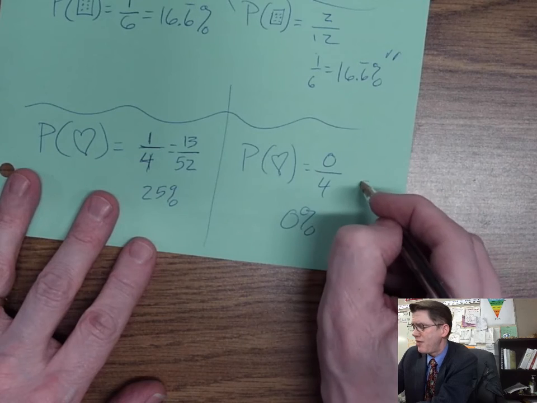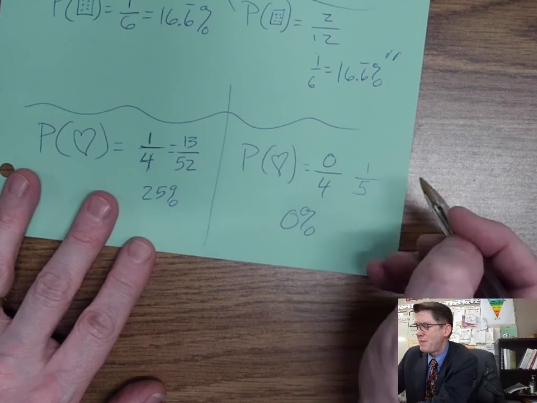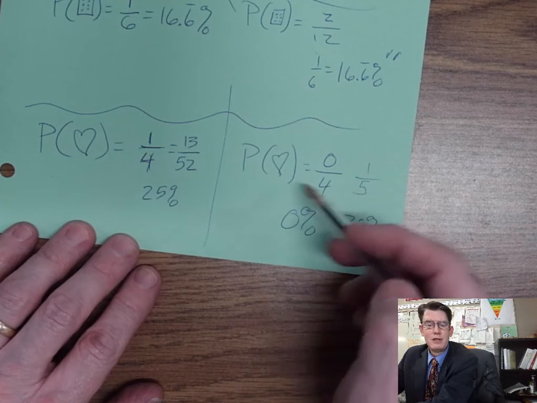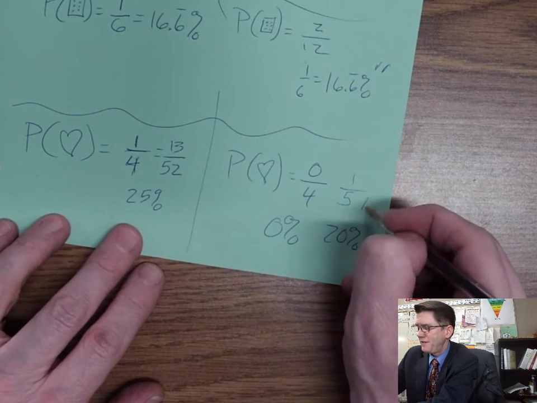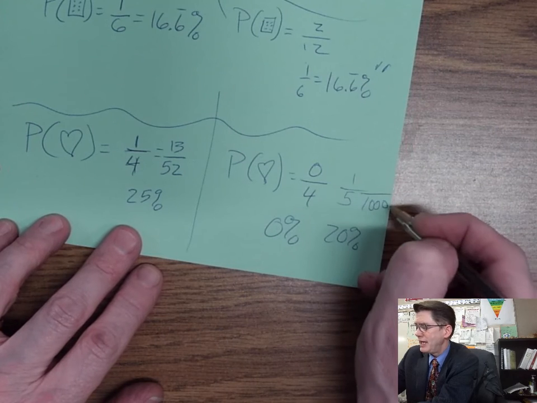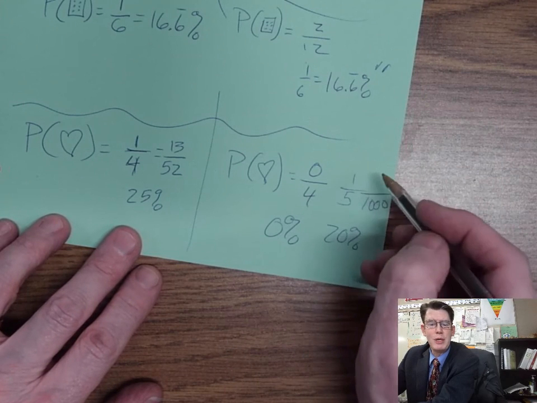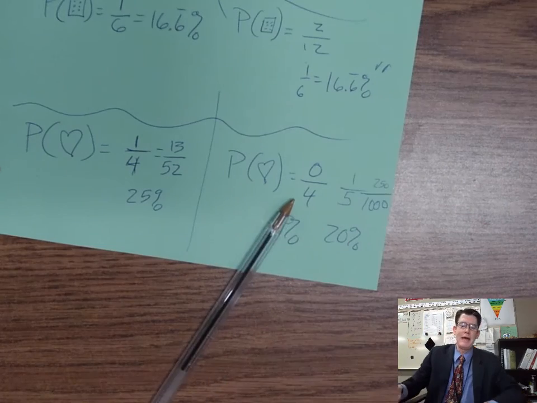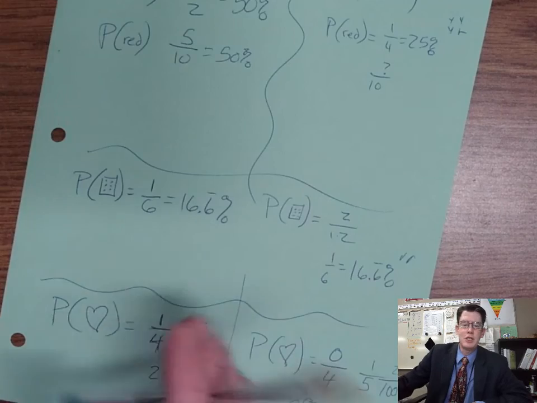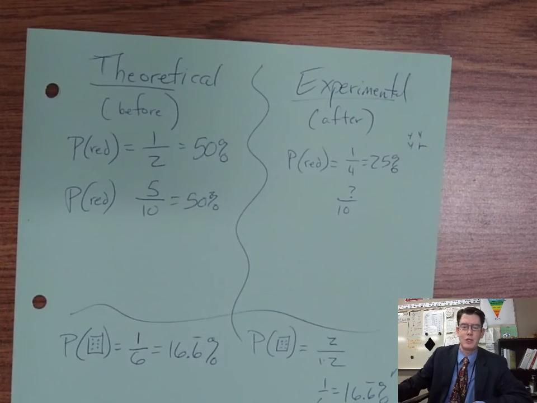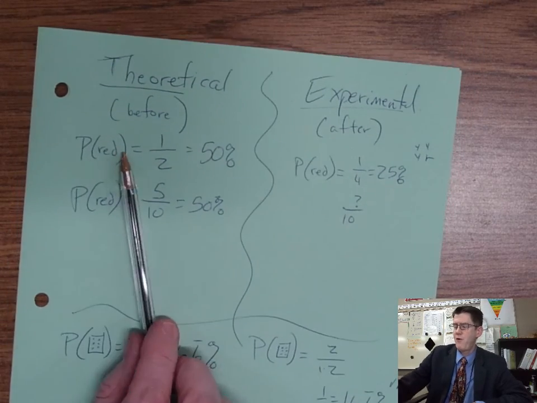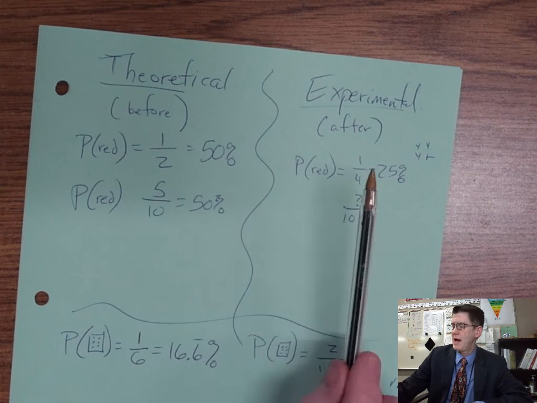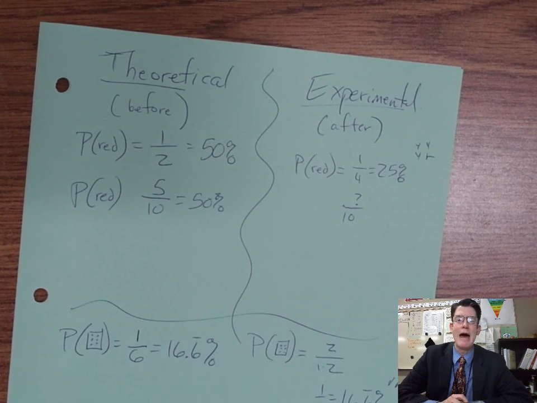Let's say I pick another one, out of 5. What if I pick another one, and it ends up being a heart? Then I'd be at 20%, which is close to the 25. Let's say if I pick 1,000 of them. If I do that, it really will be close to 250 of them that were hearts. That is what happens. So just know that in all these probabilities, the theoretical is before we have the event, and the experimental is after the event.